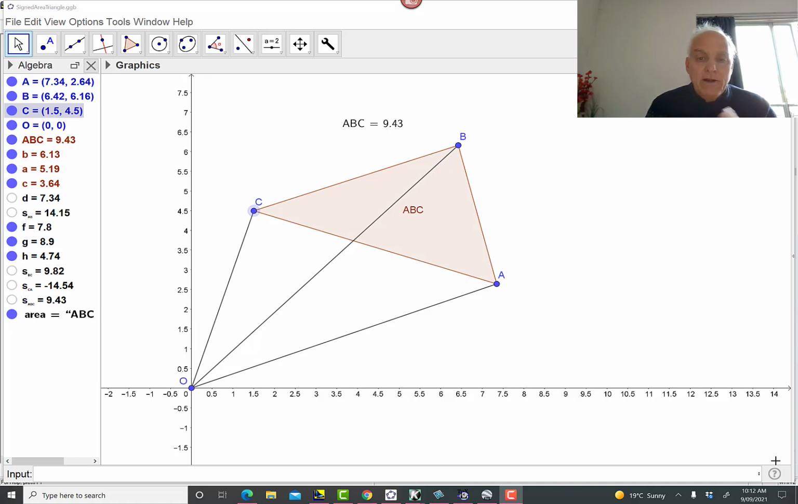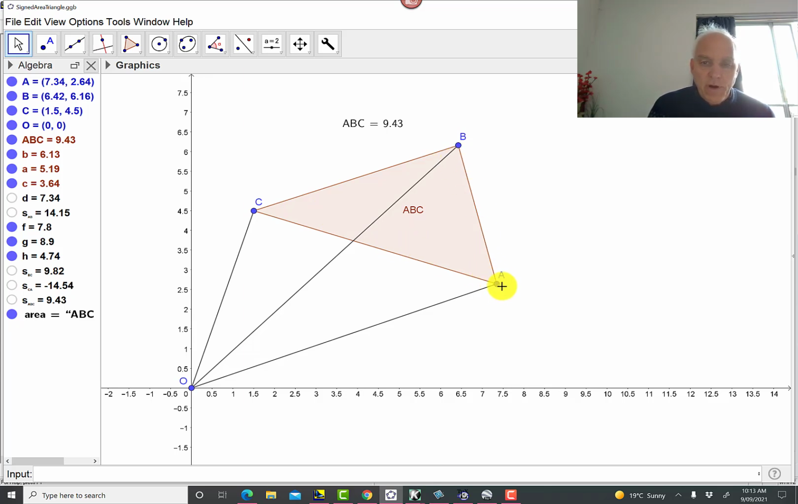To clarify that, let me illustrate things with this little diagram. Here's a triangle ABC, and here are the points A, B, and C, and there's the origin O. Now, if I just take the polygon here and ask GeoGebra what the area is, it tells me the area is 9.43. Okay, now let's look at the signed area.